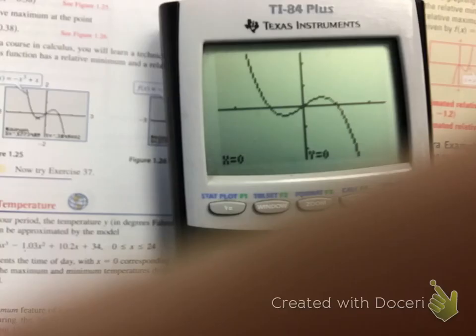So I can tell that I have a relative min here and a relative max here. I'm looking for hills and valleys. So we would have the "and" choice there, a relative min and a relative max. So first let's go to second calc, and let's calculate that minimum.